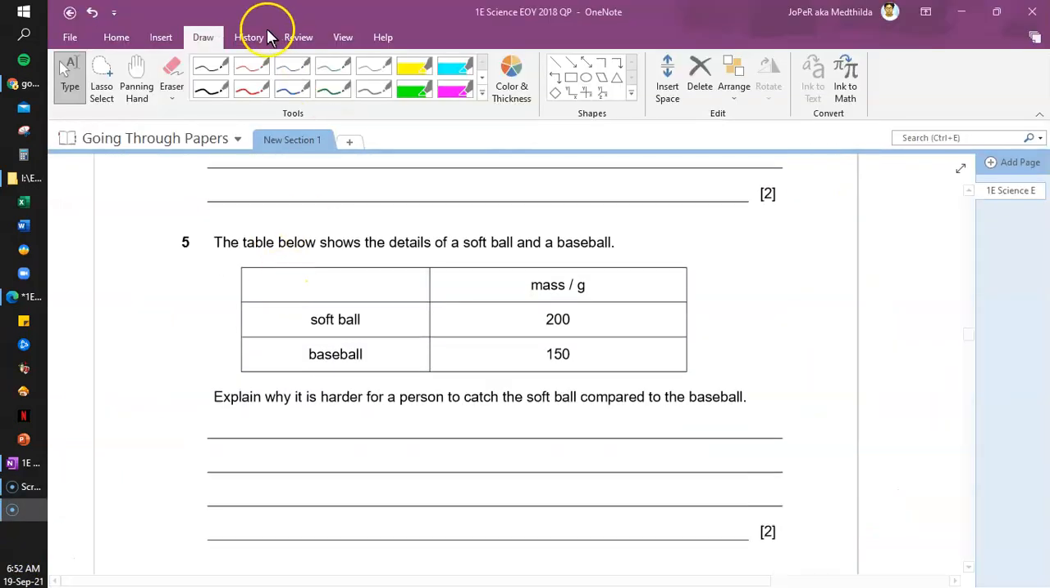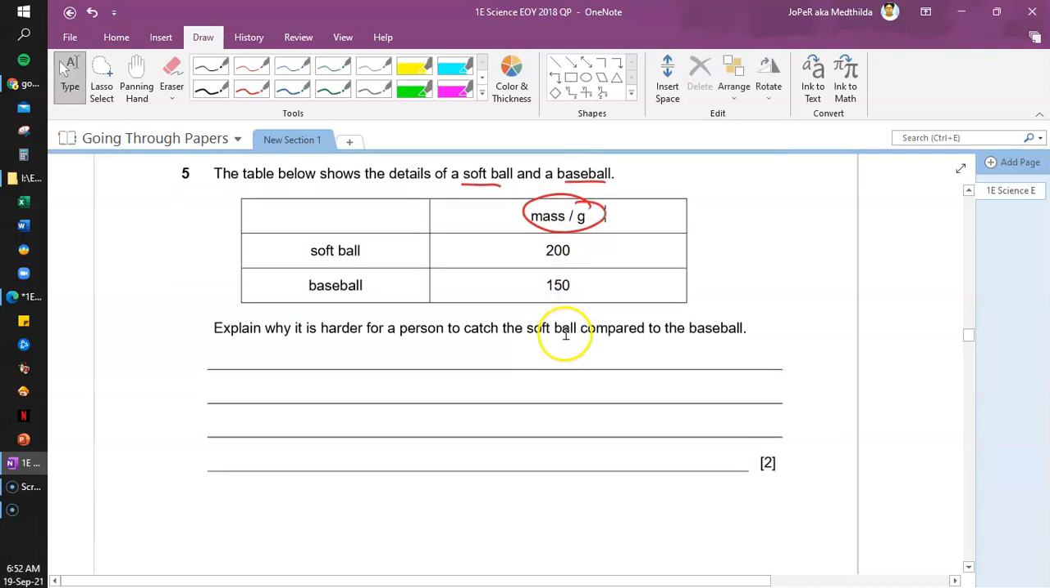Okay, next let's go through question 5. Question 5 says the table below shows the details of a softball and a baseball. So what are the details here? They give you the mass: softball 200 grams, baseball 150. They are asking why it is harder for a person to catch a softball compared to a baseball.